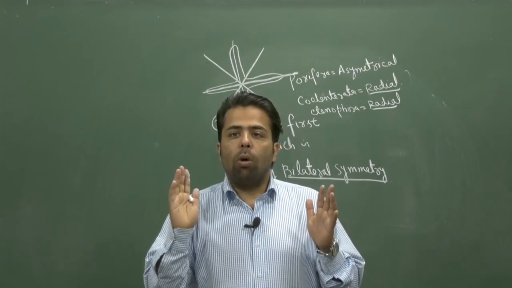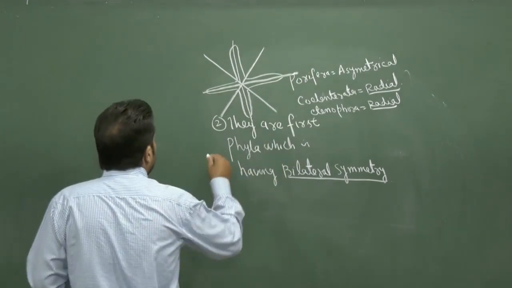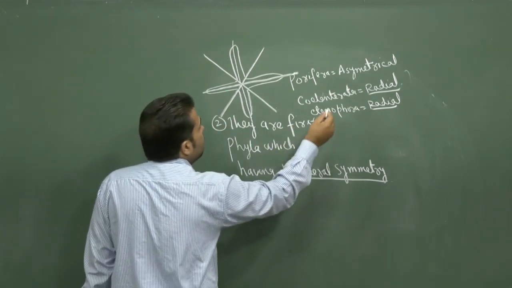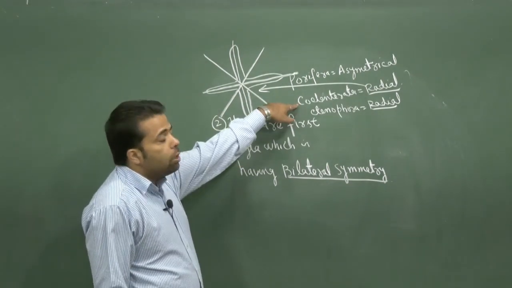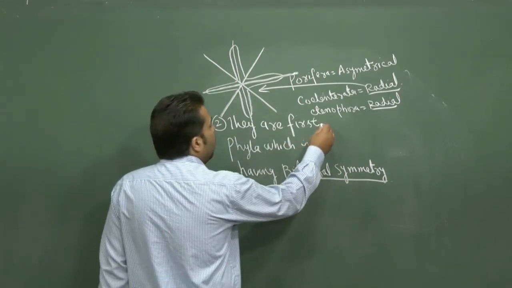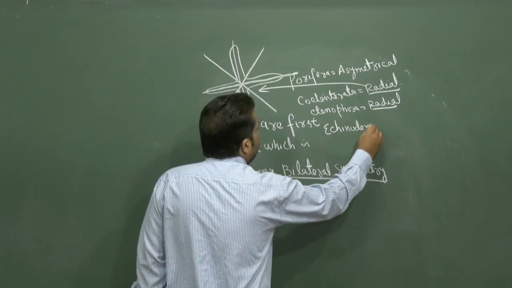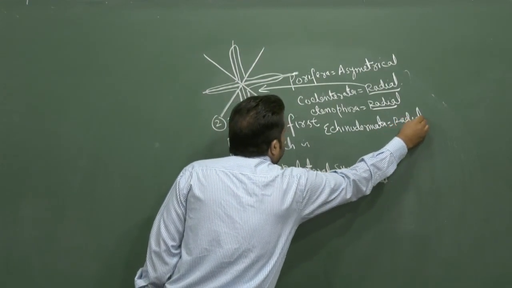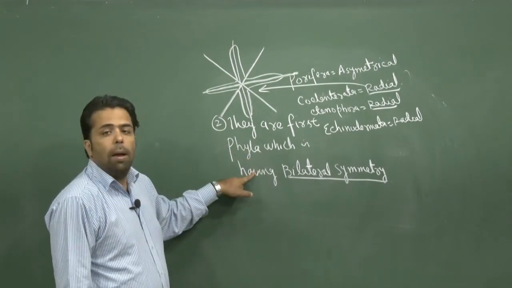And the diagram which I show on the board, we can cut it by more than one plane, like this, this, this, and this. And this symmetry is called radial symmetry. Radial symmetry is found in Coelenterata, Ctenophora, and phylum number 9, that is Echinodermata. But the phylum Platyhelminthes are the first phyla which have bilateral symmetry.